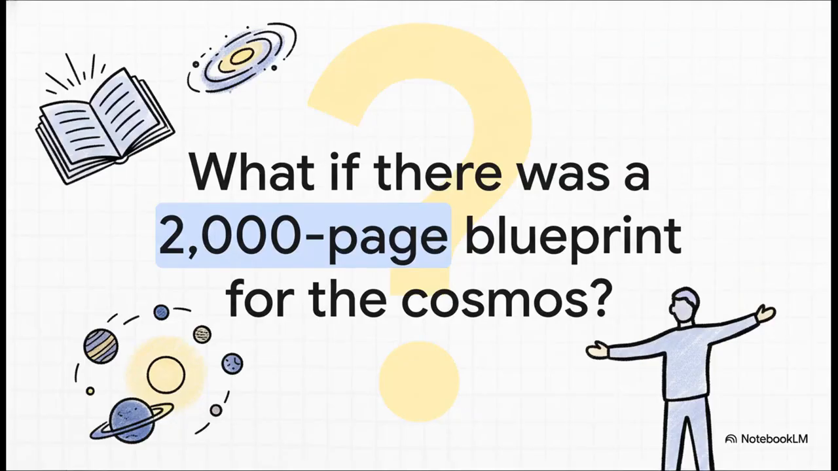I mean, just think about that for a second. What if someone handed you a 2,000-page book and said, here's the blueprint for the entire universe? That sounds kind of crazy, right? But that's exactly what the Urantia Book claims to be. It covers everything from the nature of God all the way down to the history of our own little planet.